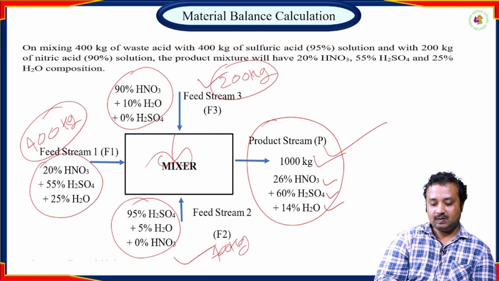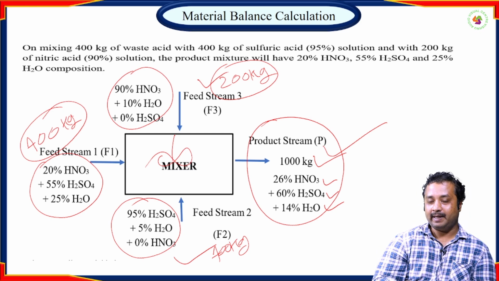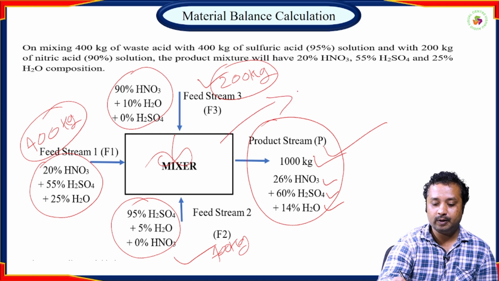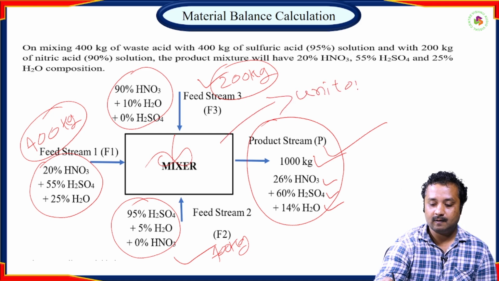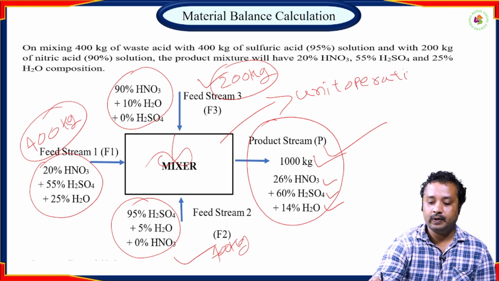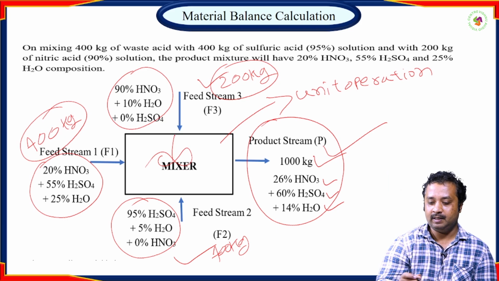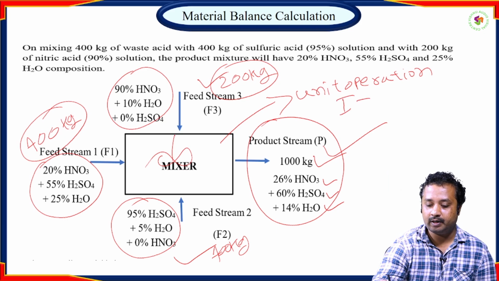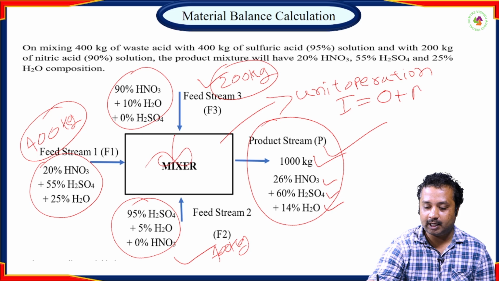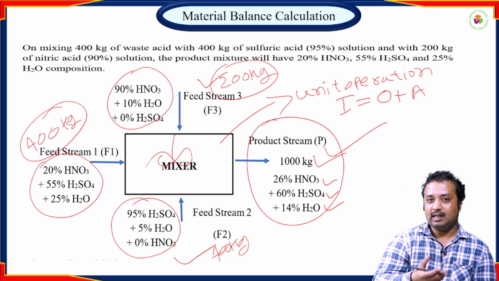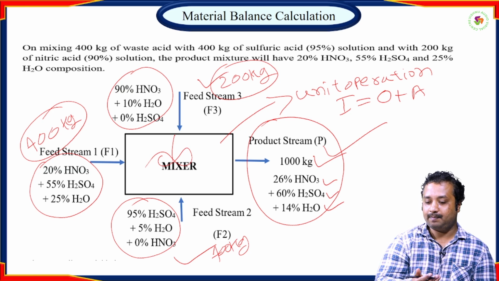So this is the numerical we solved as an example of material balance calculation, and that example is related to a mixing unit, a unit operation, where no generation and no consumption of material is happening. Generally we consider input is equal to output plus accumulation. But in solving this numerical, we consider it an ideal, steady state process.